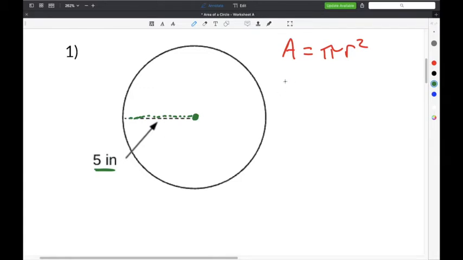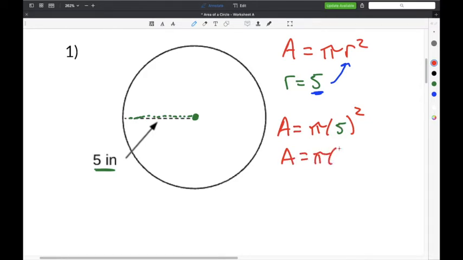We know the radius is 5 inches, so we're going to say radius equals 5, and now we can substitute 5 in for where the radius used to be. So we take our formula, area equals pi times the radius, which in this case is 5, squared. Then order of operations says we do 5 squared first, which is 25. And then we do pi times 25, which gives us 78.54 inches squared, and that's going to be our solution.